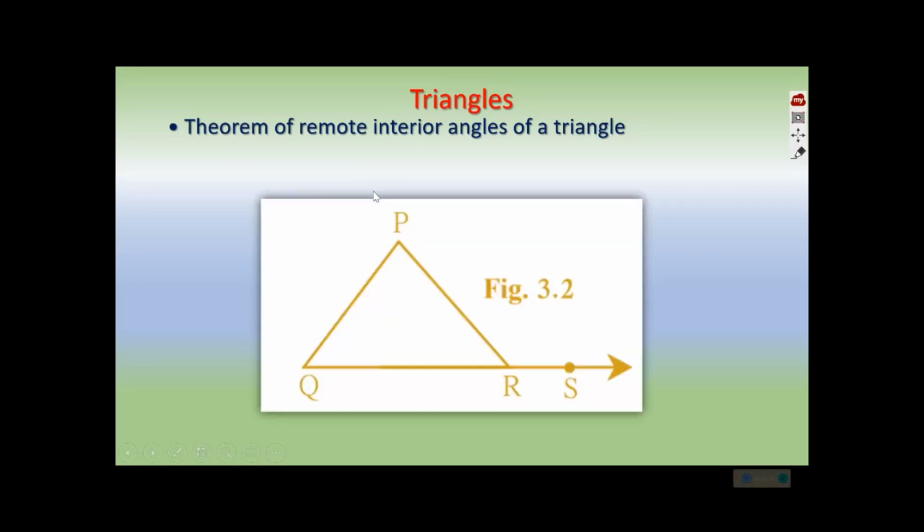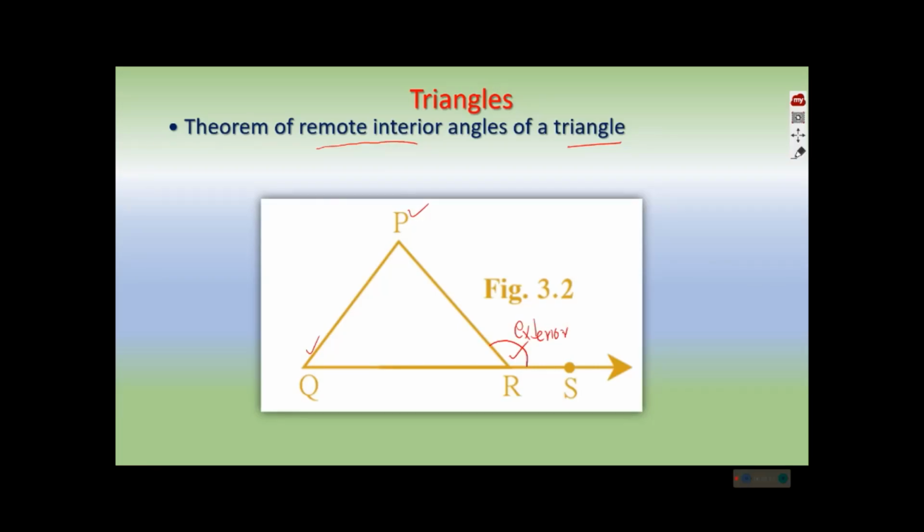Remote interior angle बोले तो क्या है? Remote is having a sense that little far away or not so accessible. Here the theorem is talking about remote interior angle of a triangle. For that, PQR is a triangle as shown over here. This is an exterior angle.